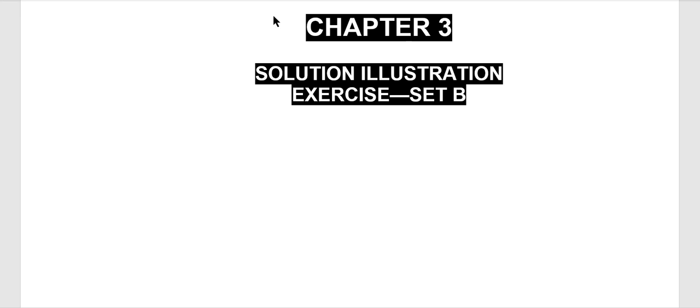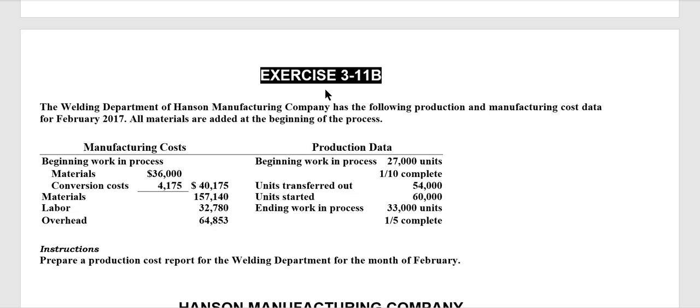I selected a problem similar to one of those assigned, specifically exercise 311. However, this illustration is based on exercise 311B. So the concepts are the same. However, the specific numbers or values that are being used are different.